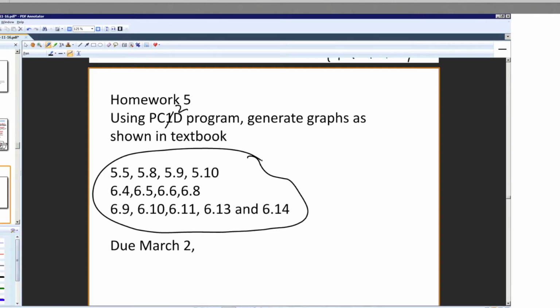Well, we only have one textbook. Are most of these graphs also in the slides? Most of the graphs from the textbook are also in the slides. Is that correct? Yeah, that's right. I just copied from here.